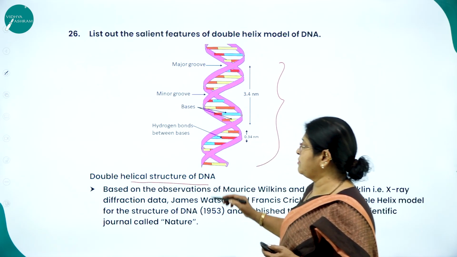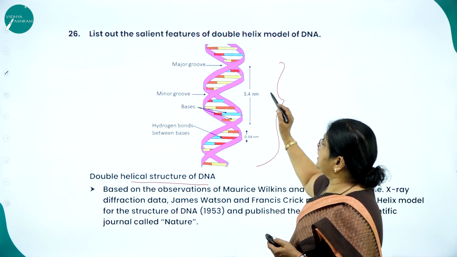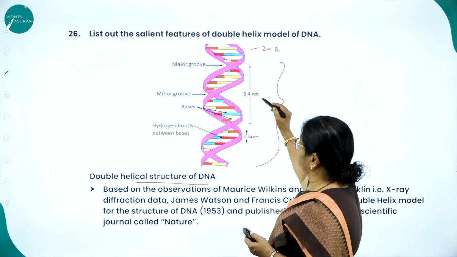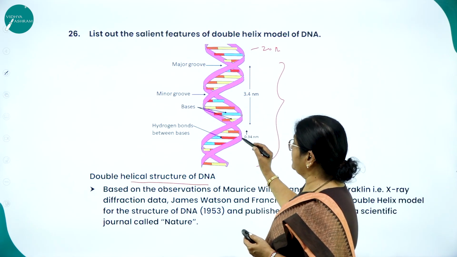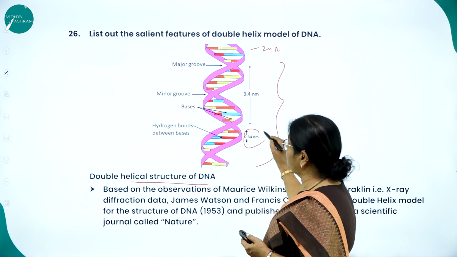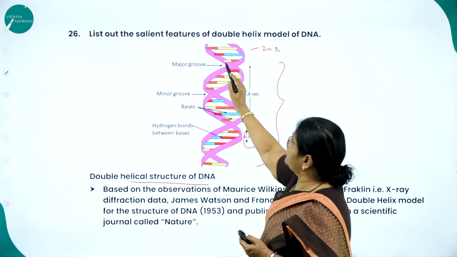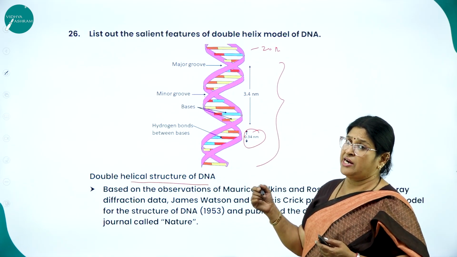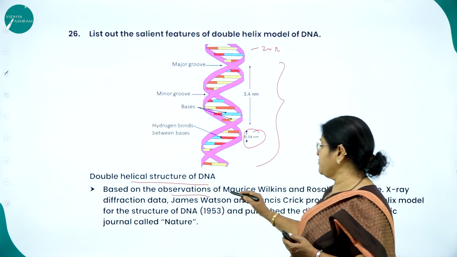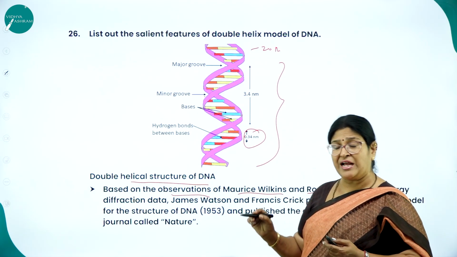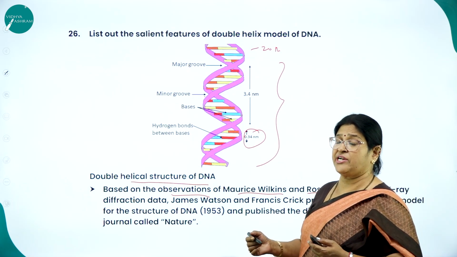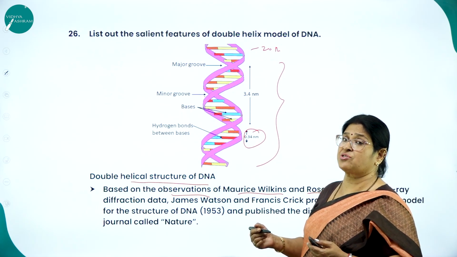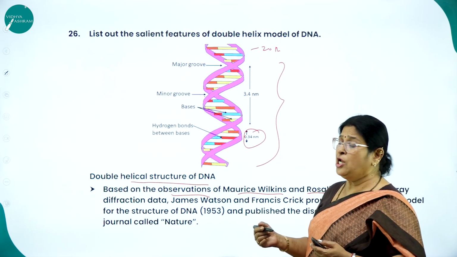So what is the feature of this double helical structure of DNA? Here you can see it is 20 Angstrom units wide and the length of one turn is 3.4 nm, and the internucleotide distance is 0.34 nm. And here you can see the minor groove and the major groove and the hydrogen bonds found between the nitrogenous bases. Based on the observations of Maurice Wilkins and Rosalind Franklin's X-ray diffraction studies, Watson and Crick came up with a model to explain the structure of DNA, which is called the double helical model, for which they were awarded the Nobel Prize.